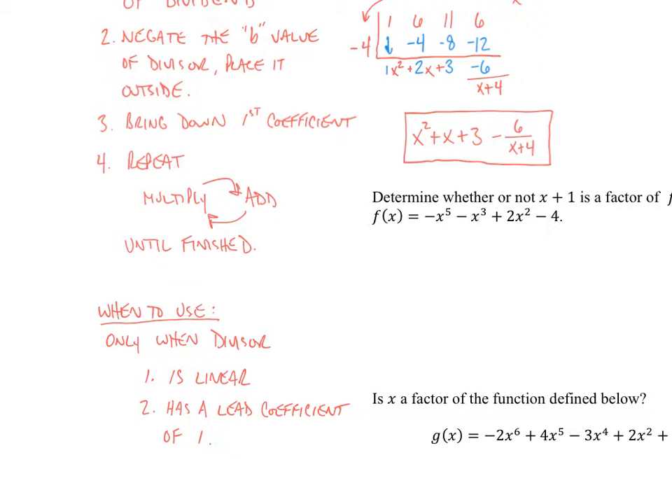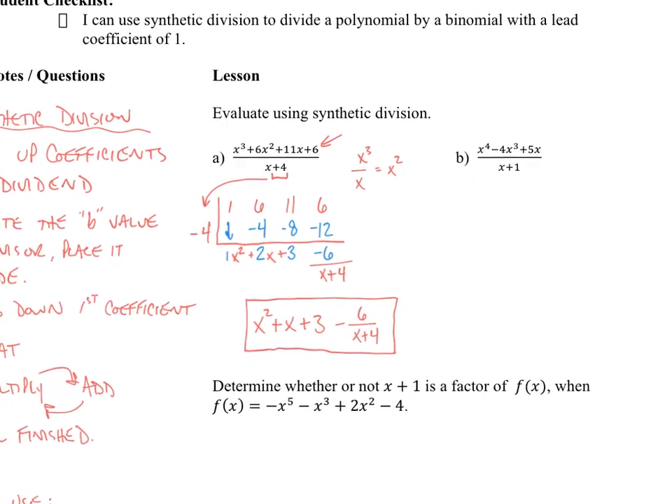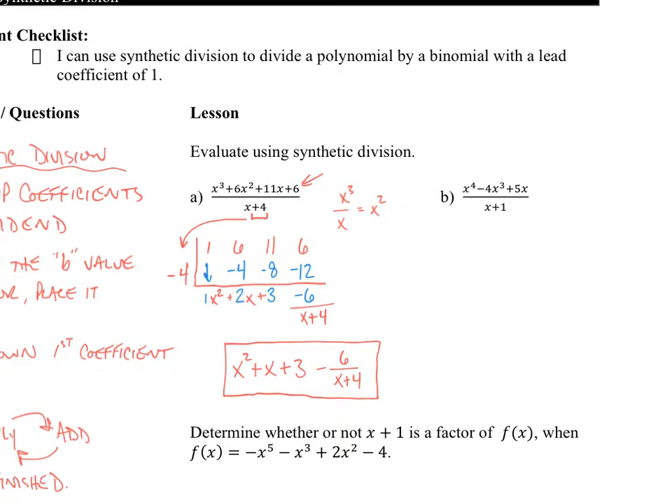So you can only use synthetic division if the divisor, meaning what we're dividing by, is linear and has a lead coefficient of 1. So in this case, we can do that because the divisor here is linear. This is a linear function, and it's a 1x, not a 2x or a -6x. It's a 1x plus 4, so we can use synthetic.